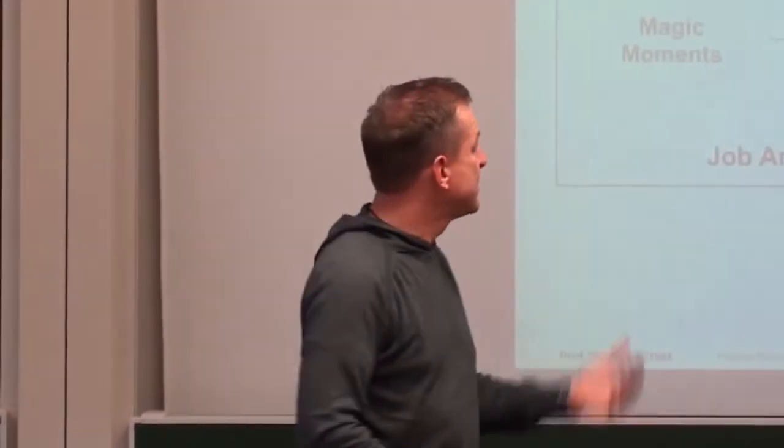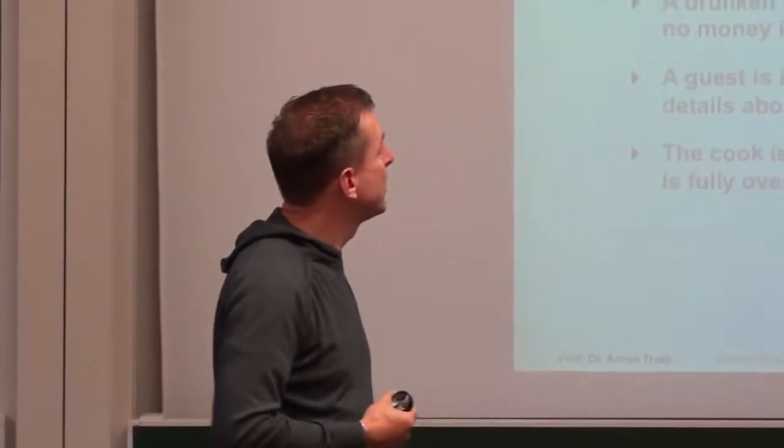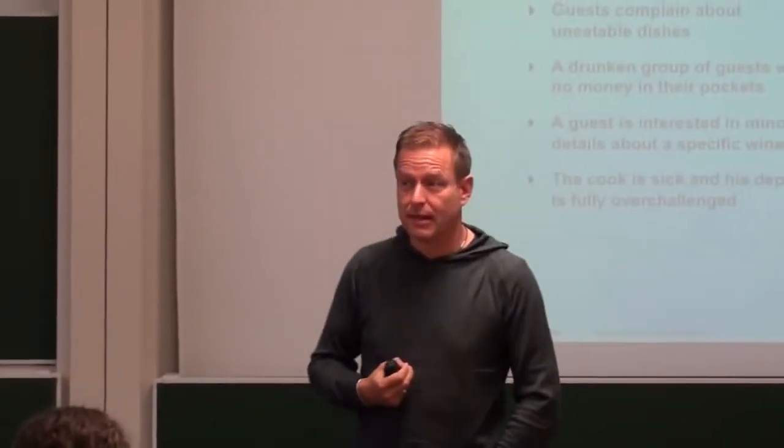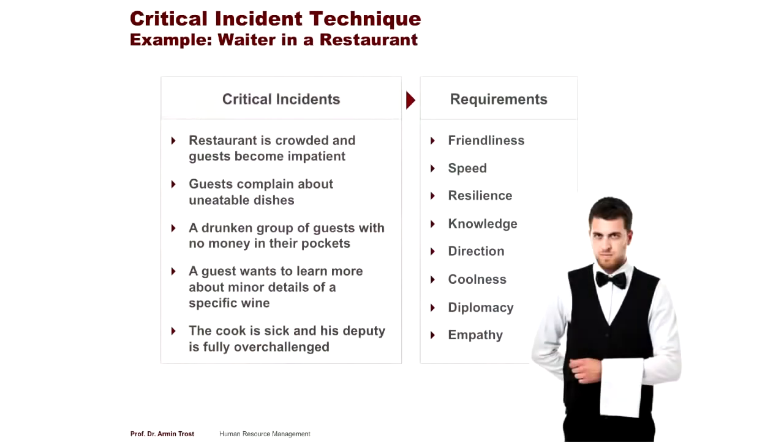But let's look at the requirements. Here I have an example of a waiter. We could take any other example. I took here a waiter. Here the task is to understand what are the critical competencies somebody must demonstrate to be successful as a waiter. We all have ideas. But if you really want to understand what are the critical requirements for a waiter, you must look at the critical incidents. What is that?